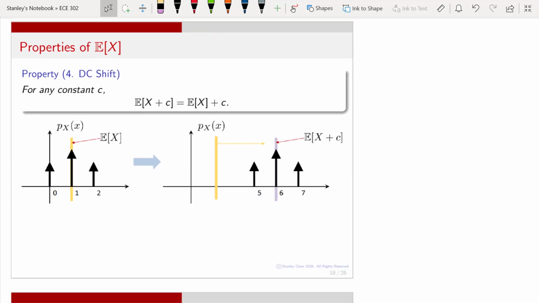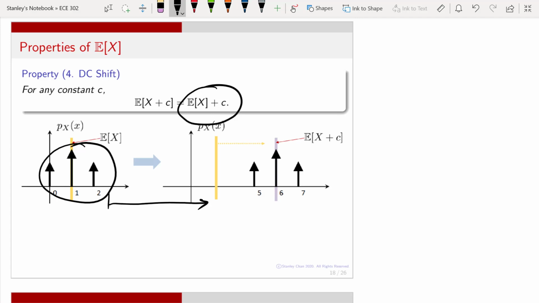The last property is what we call the DC shift. Suppose you have a random variable x and you add a constant c to this random variable, then the expectation of x plus c will just be the expectation of x plus the constant c. And here is an illustration. Suppose you have the same PMF as before. You have 0, 1, 2. You have probability mass functions like these. And now what you're doing is that you grab this entire impulse train and then you move them to the right or to the left by a constant c.